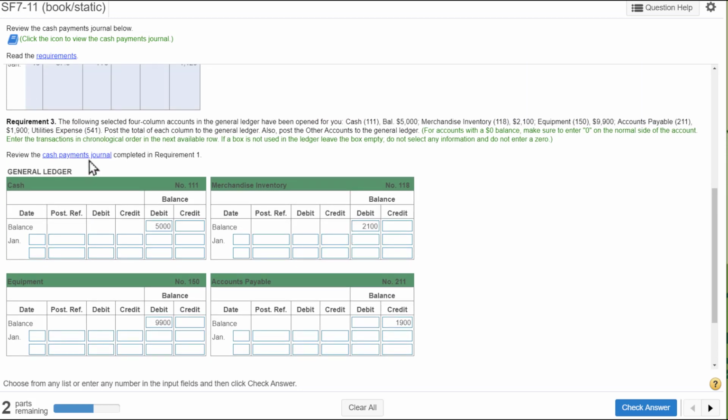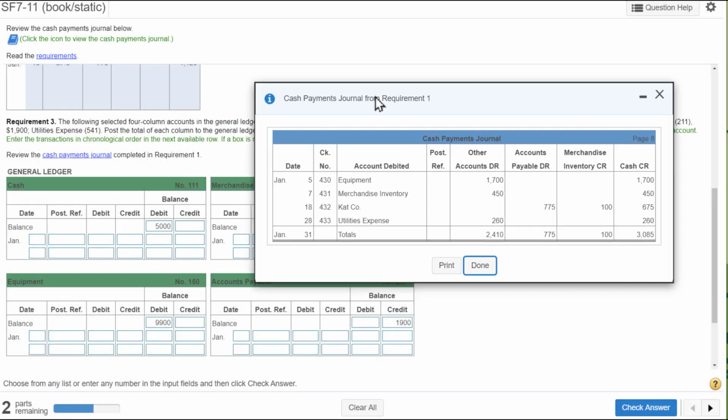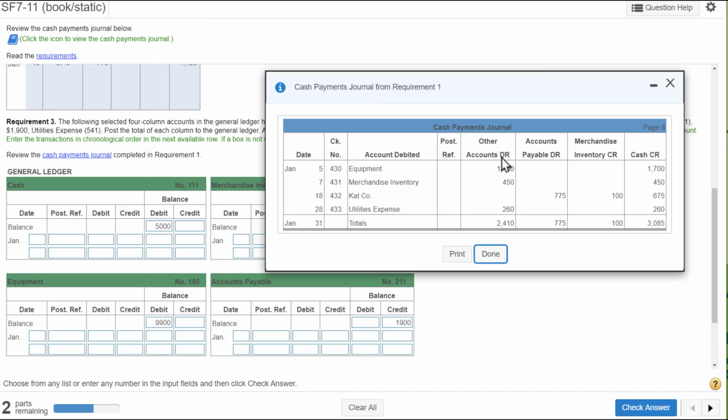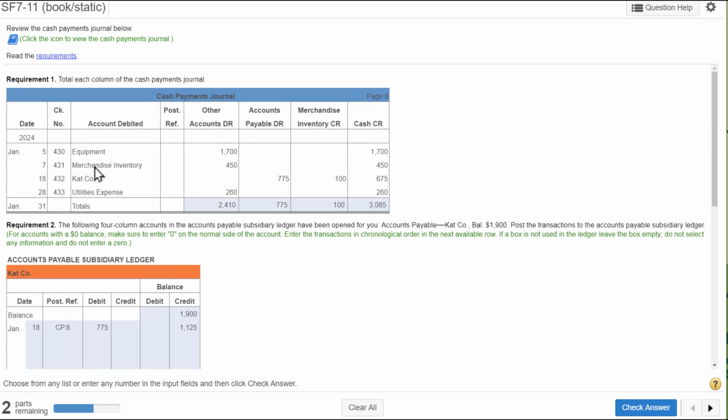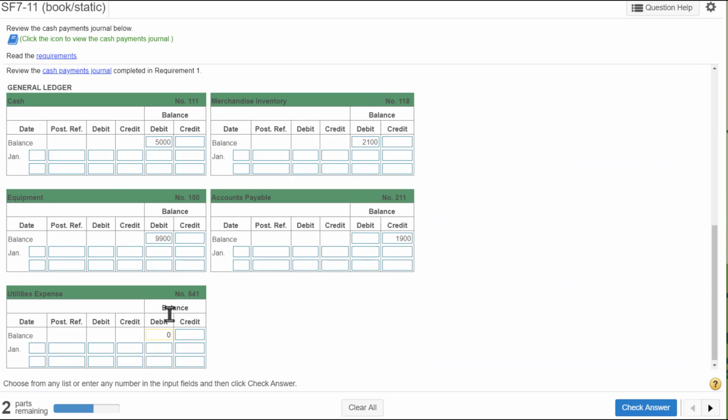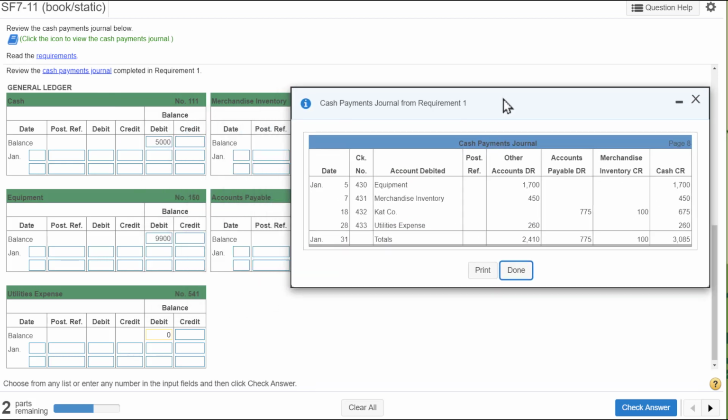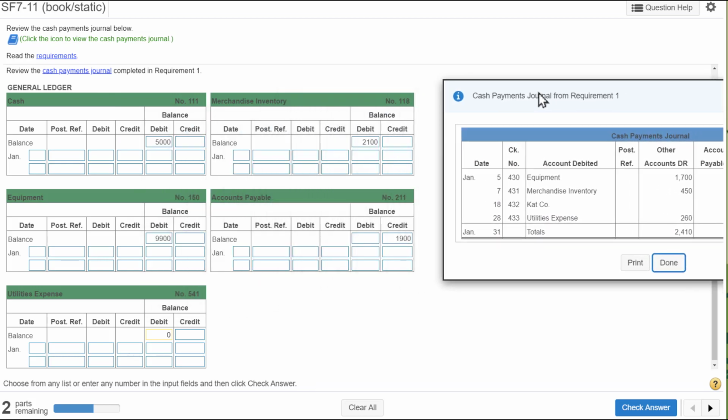Now, we need to post from the cash payments journal to the general ledger. Now, on a test, this link will not be available, so you will have to scroll up here to the cash payments journal, or just take a picture or a screenshot and have it side by side so you don't have to scroll, because scrolling is a pain in the butt. So I'm going to use this since I have limited window display here for you.